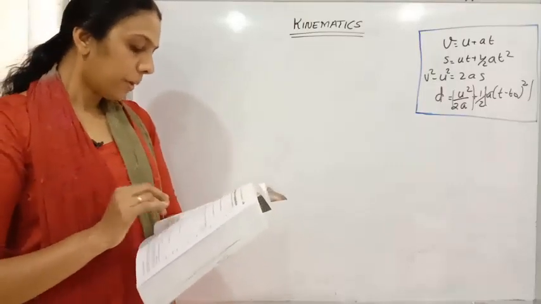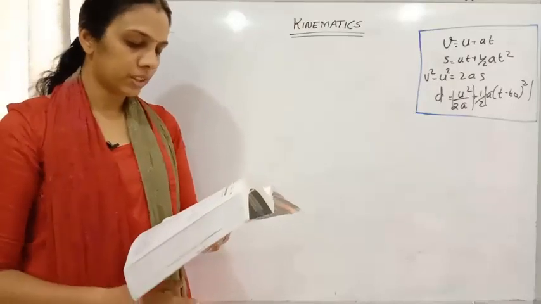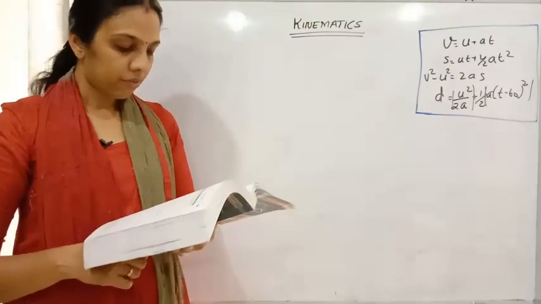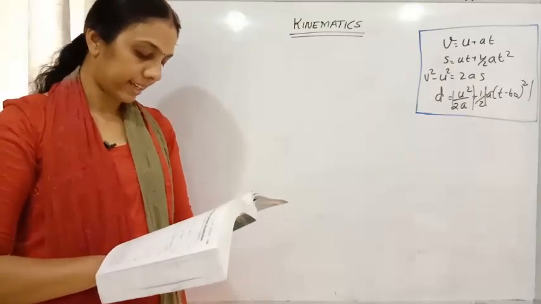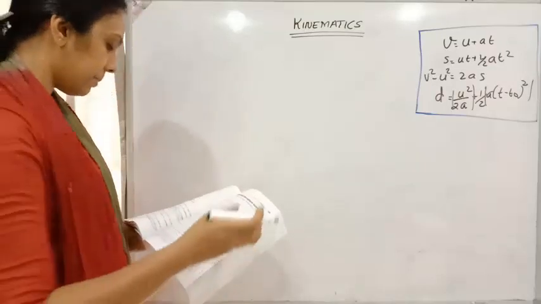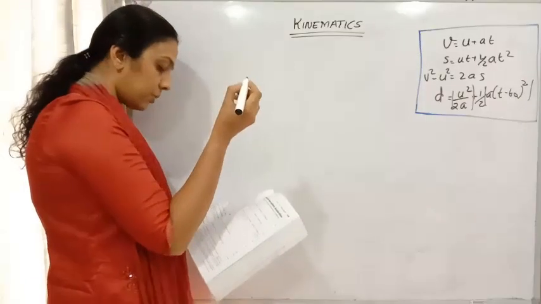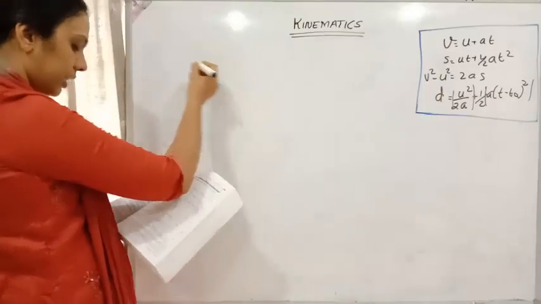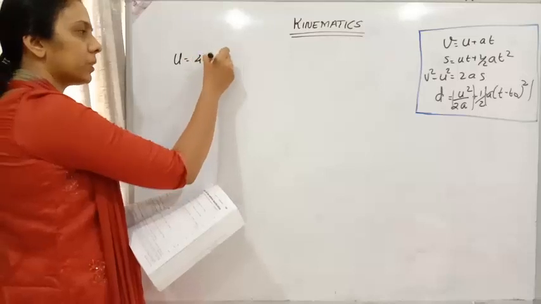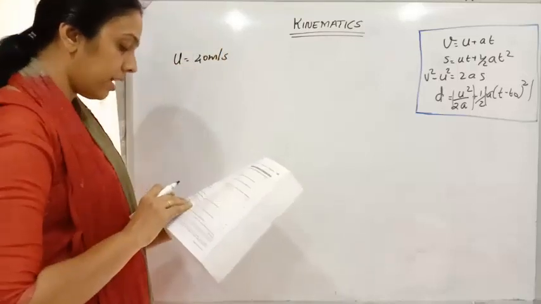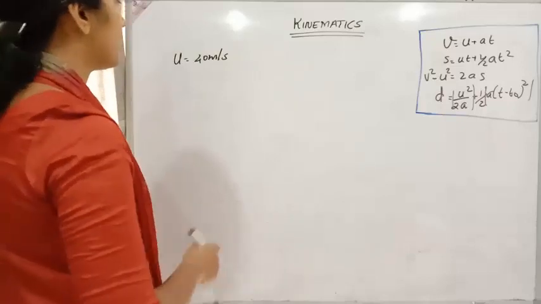Next one. A particle is projected vertically upwards with an initial velocity of 40 meter per second. Find the displacement and the distance covered in 6 seconds. Take g as 10 meter per second square. So the initial velocity is 40 meter per second, and we need to find the displacement and distance covered by the particle in 6 seconds.